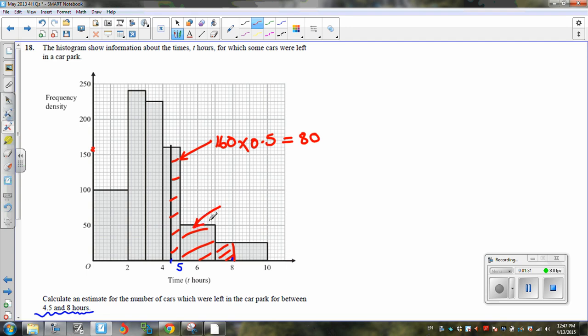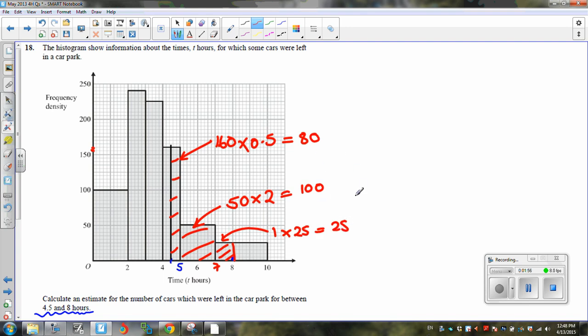If we work out the area of this rectangle here, well, the height is obviously 50, and 50 multiplied by the width, well, this is 5, and this here is 7, so from 5 to 7 is 2, and 50 times 2 is 100. We've then got to work out the area of this bit here. Well, across the bottom there is 1. The height of it is half of 50, which is 25.